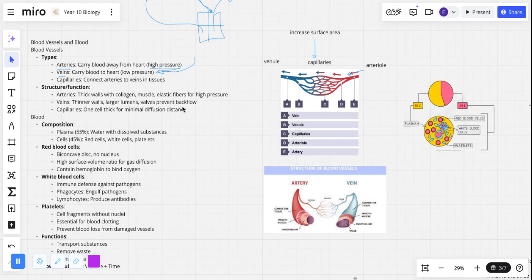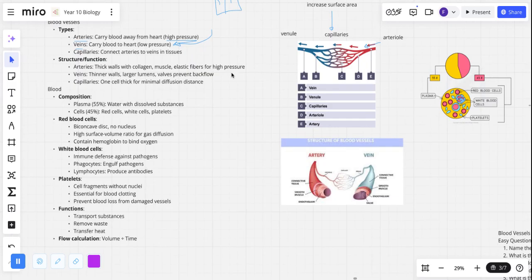All right, so your arteries are very thick, your veins are thinner, but the lumen, if you remember, is the hole in the middle, the gap through which things pass, is larger. But the pressure is so low, you need valves in there to stop it flowing backwards. All right, so that's what you need to know about arteries and veins.